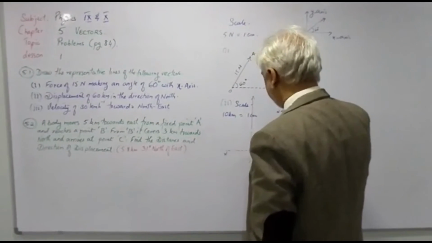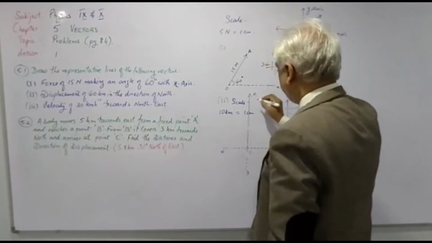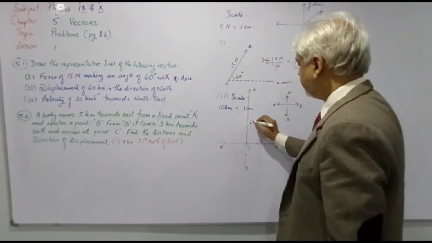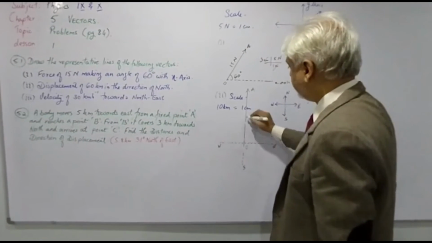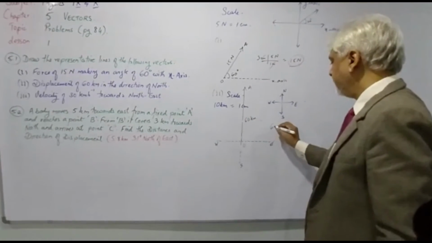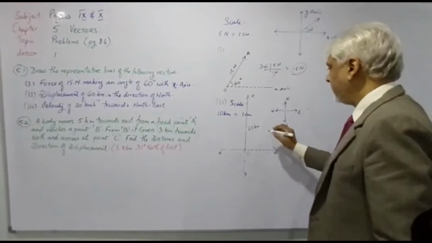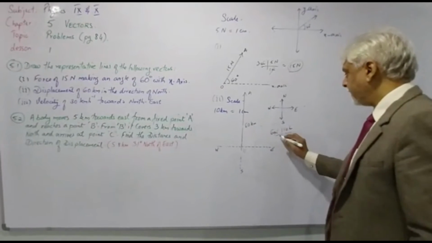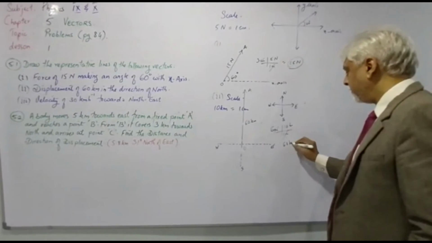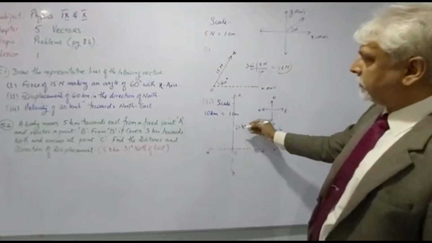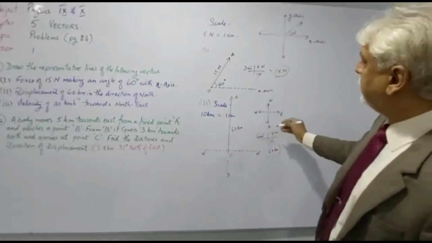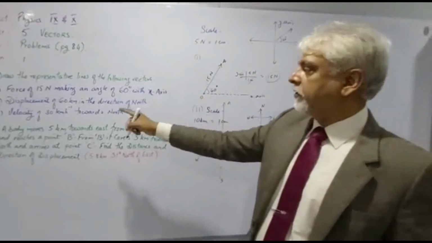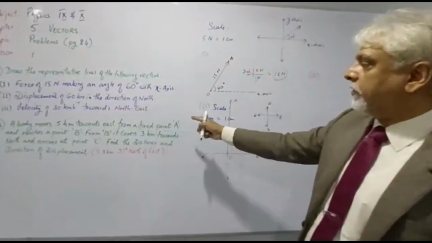Okay, and say O to A, and this is in the direction of north, and I will be writing 60 kilometers. Actually, if you measure this, this is 6 centimeters, and 6 centimeters according to the scale, if I take 1 centimeter as 10 kilometers, centimeter cancel, 6 tens are 60 kilometers. Is that clear? So I've got 60 kilometers. Third, velocity of 30 kilometers per hour towards northeast.